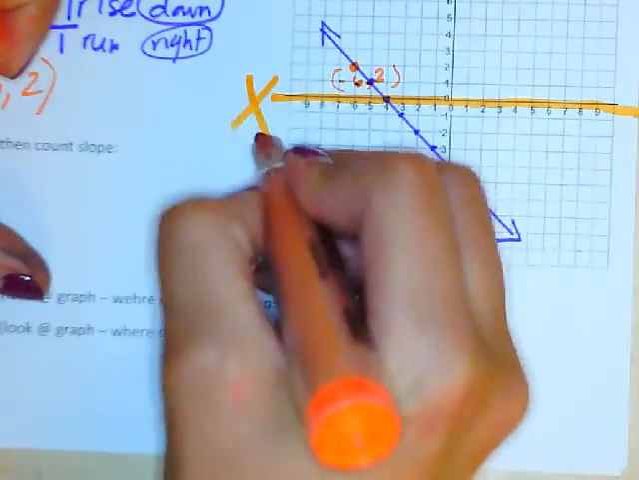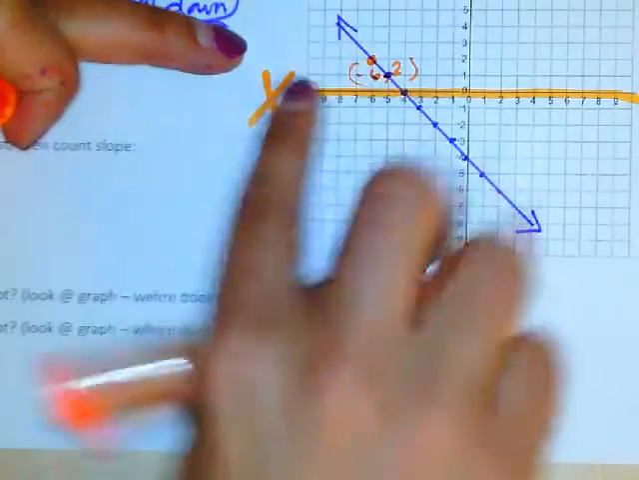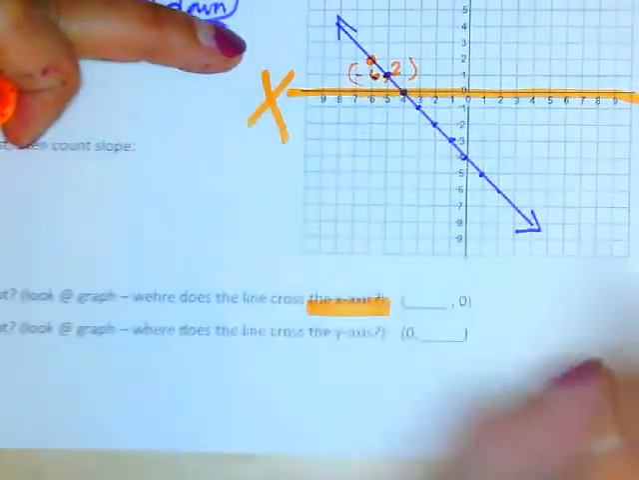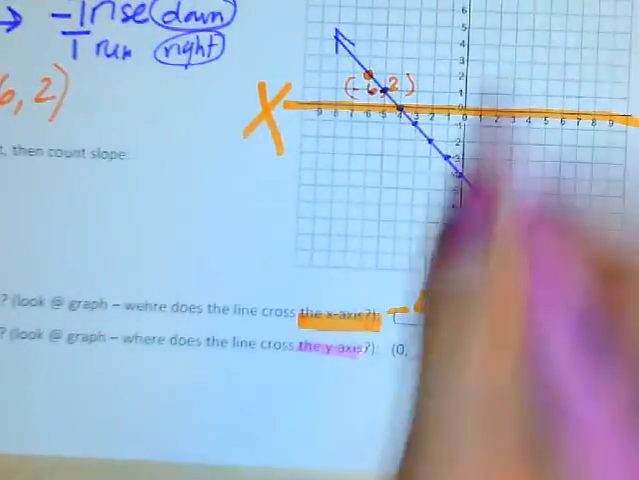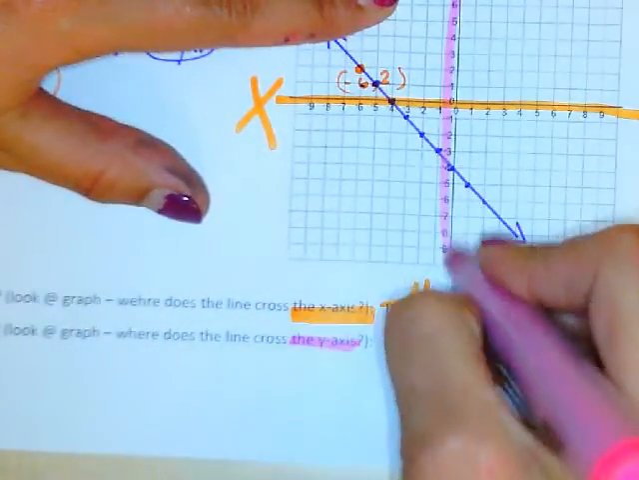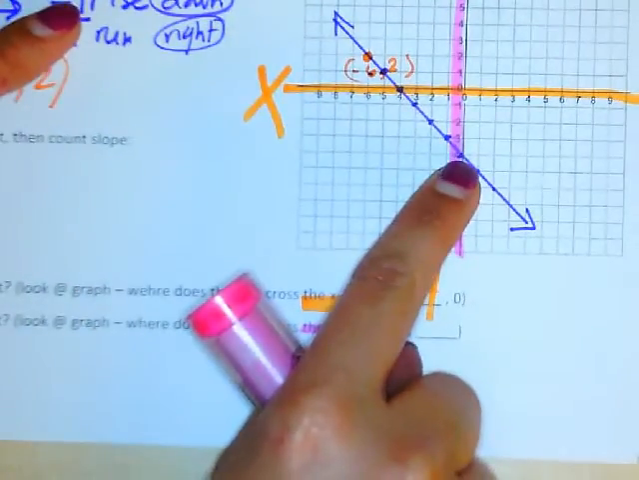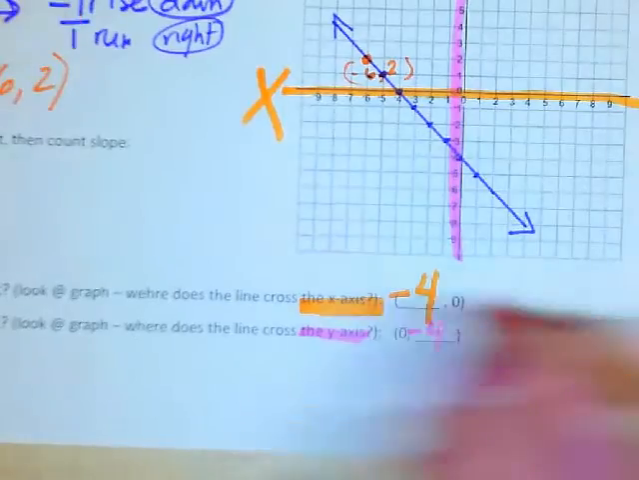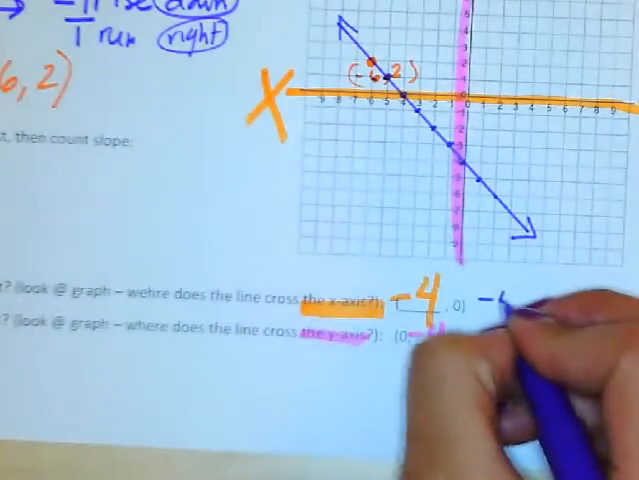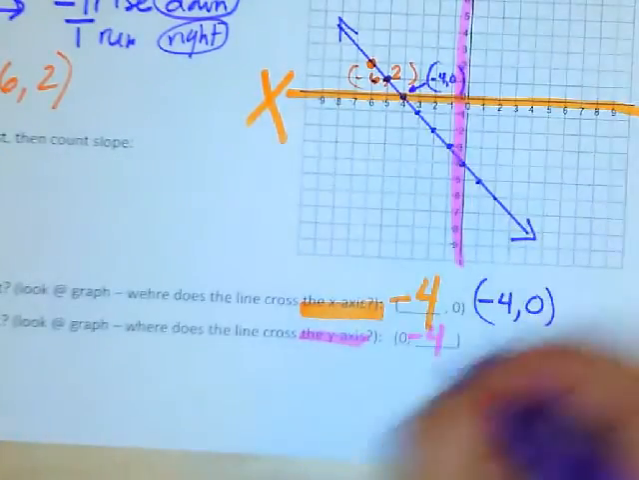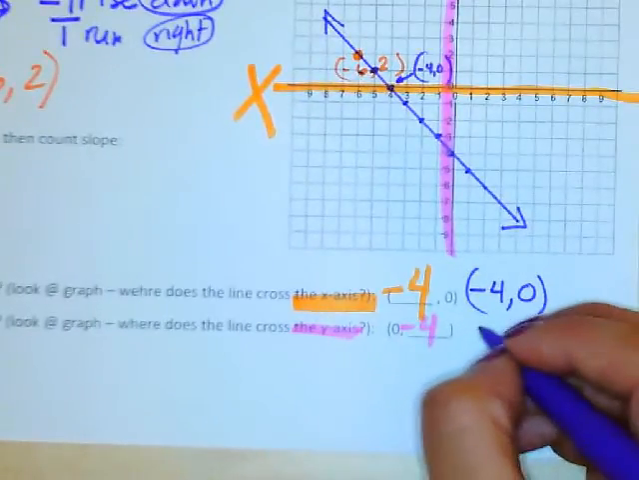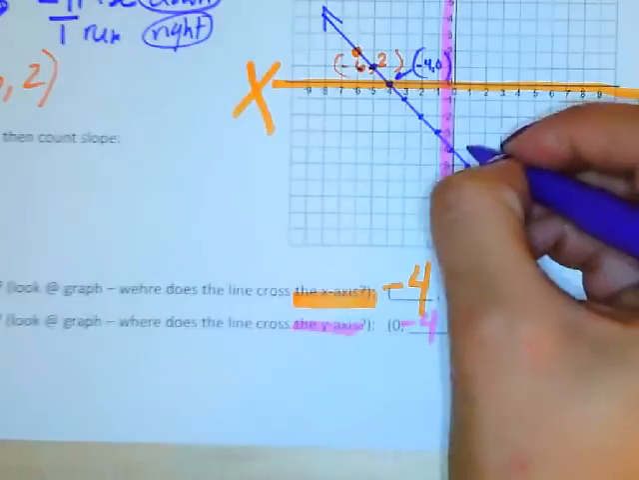This is my x-axis. My x-axis, the line crosses it at -4. So this is going to be -4. My y-intercept, okay, it's when it crosses the y-axis. So here's the y-axis, okay? My line crosses it at -4 as well. Okay, so that means that my x-intercept is -4, 0. It's right here. And my y-intercept is 0, -4. And it is right here.